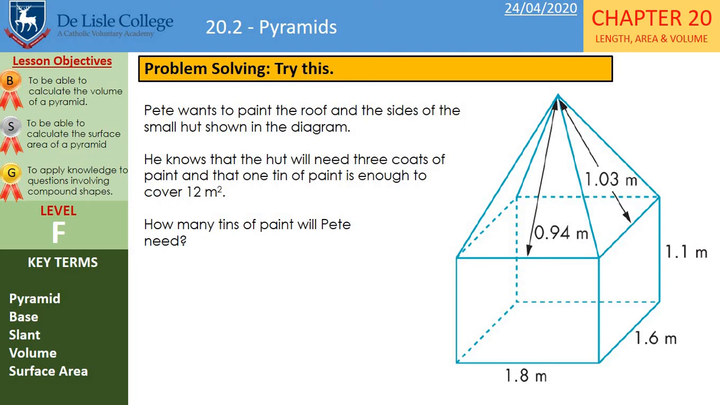Right, we're going to have a go at this quite complex problem-solving question. I would like you to have a go without me first. I will read the question for you, and then I would like you to pause the video and have a go. Pete wants to paint the roof and the sides of the small hut shown in the diagram. He knows that the hut will need 3 coats of paint, and that 1 tin of paint is enough to cover 12 metres squared. How many tins of paint will Pete need? Please pause the video and have a go at this question.